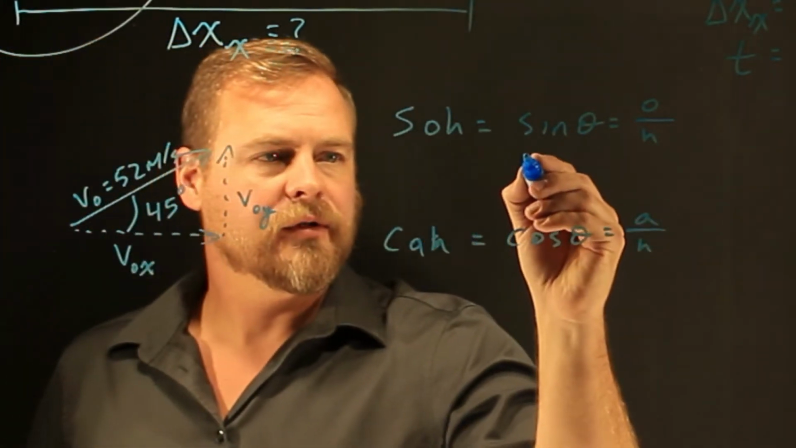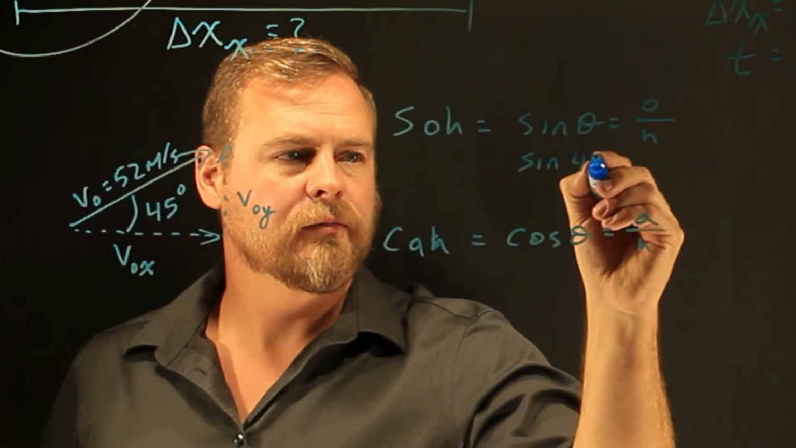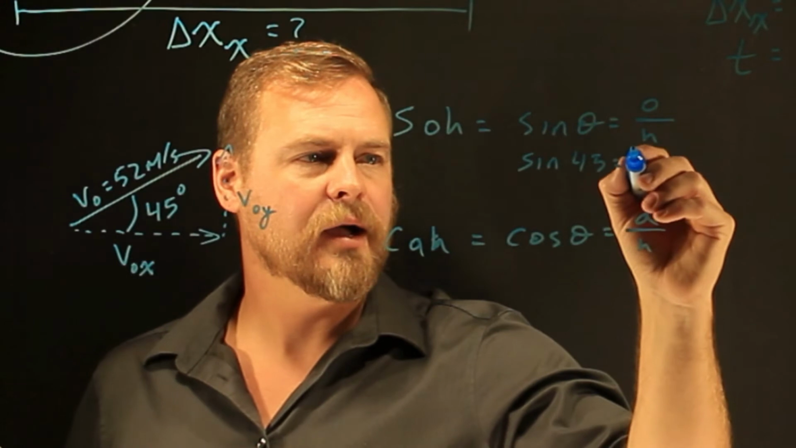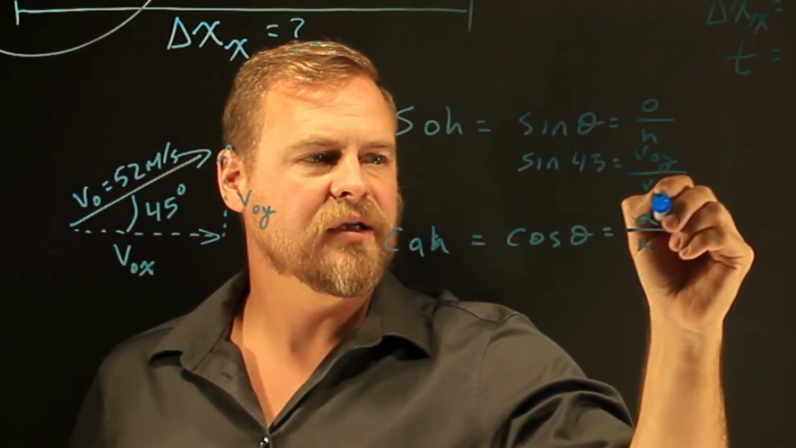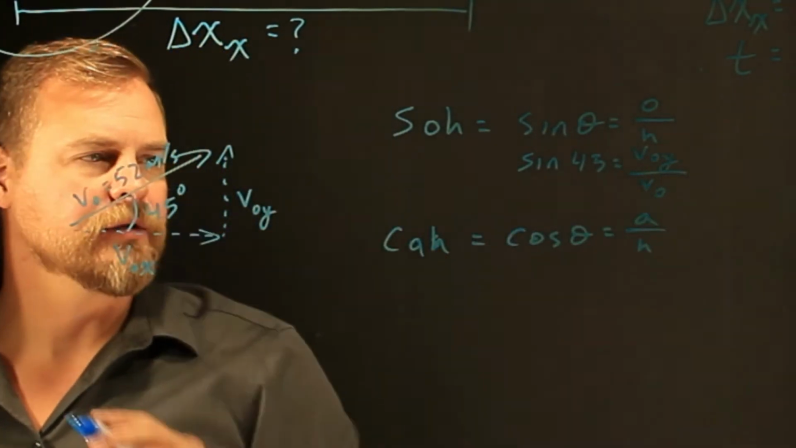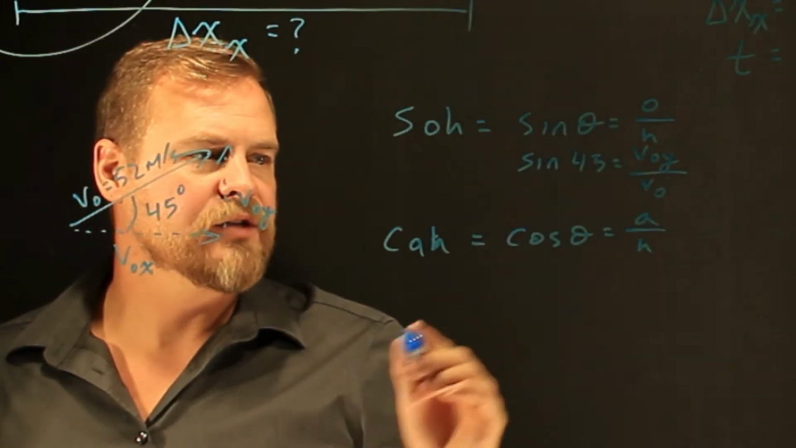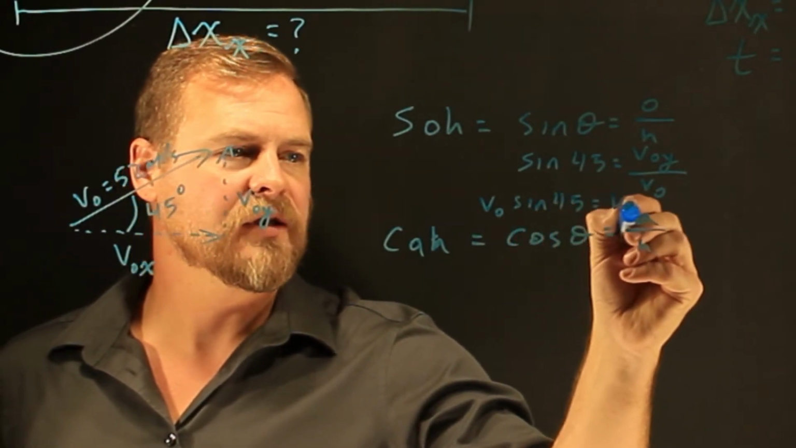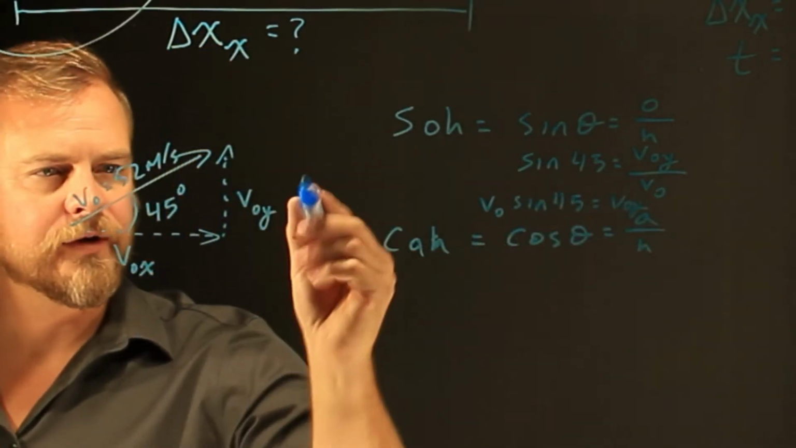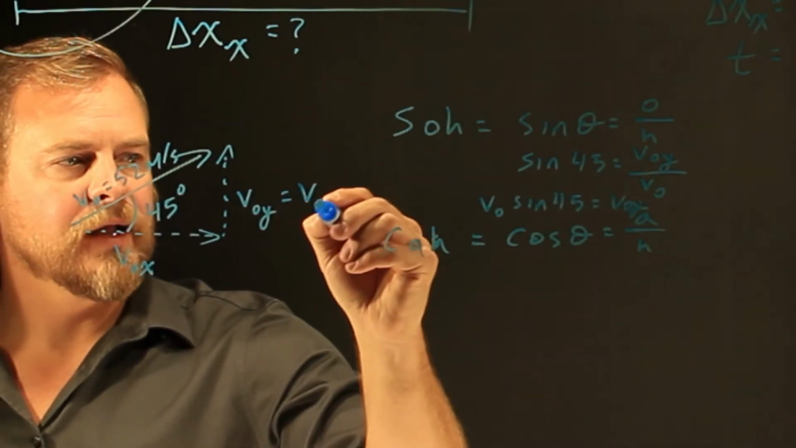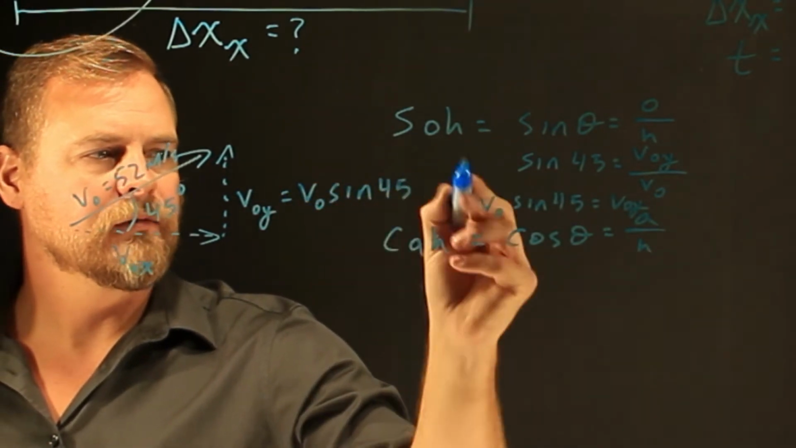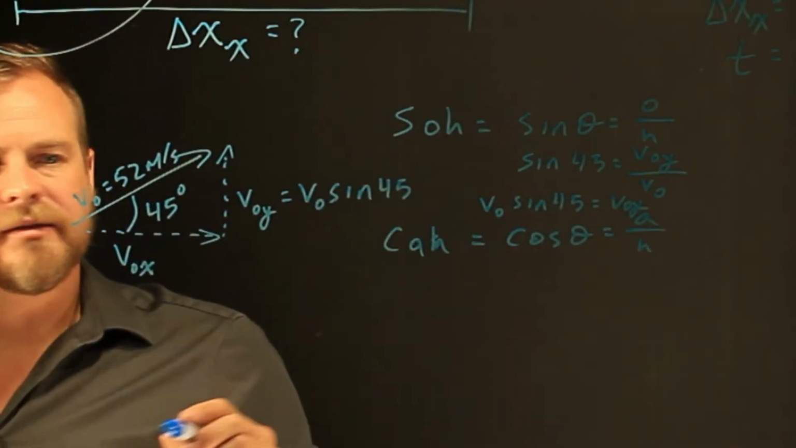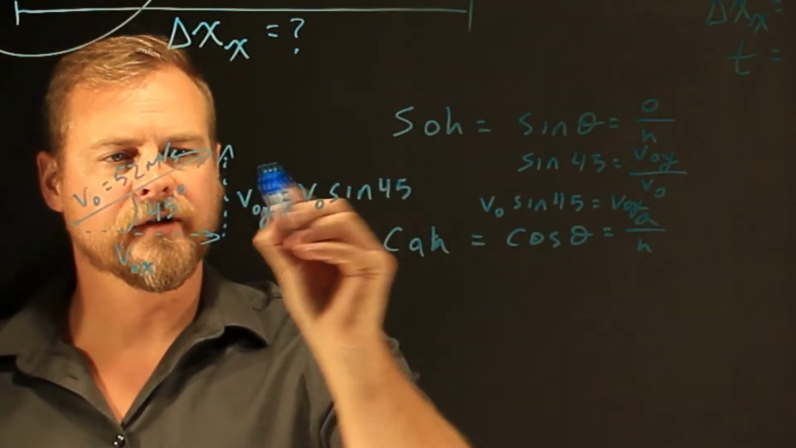And so I'm going to put this into terms of my velocities, and so v naught y is my opposite, and my v naught is my hypotenuse, and then I can rearrange that a little bit. So it says v naught sine 45 equals v naught y. So I'll pull that over here, a little easier to see. v naught sine 45. Okay, and as long as your angle is measured to the horizon, this is going to become very, very quick for you.